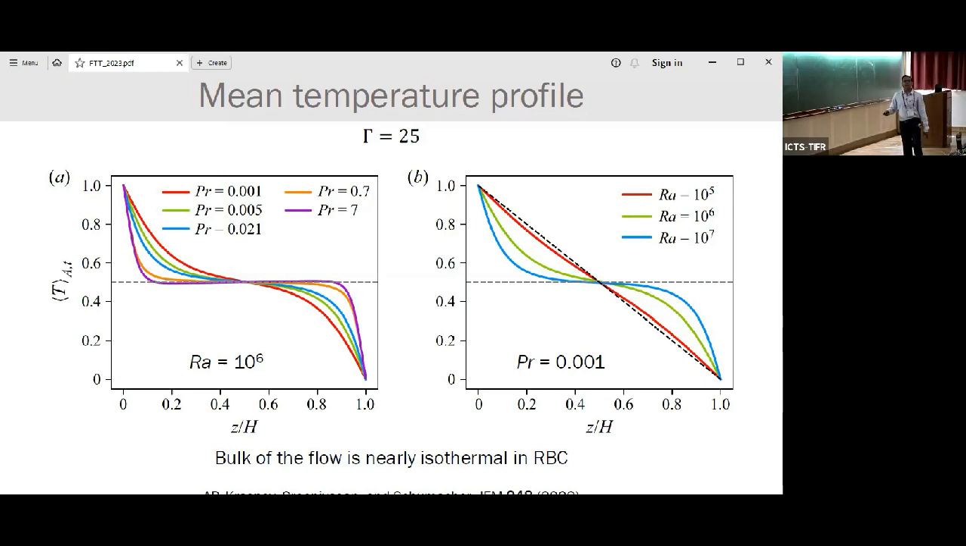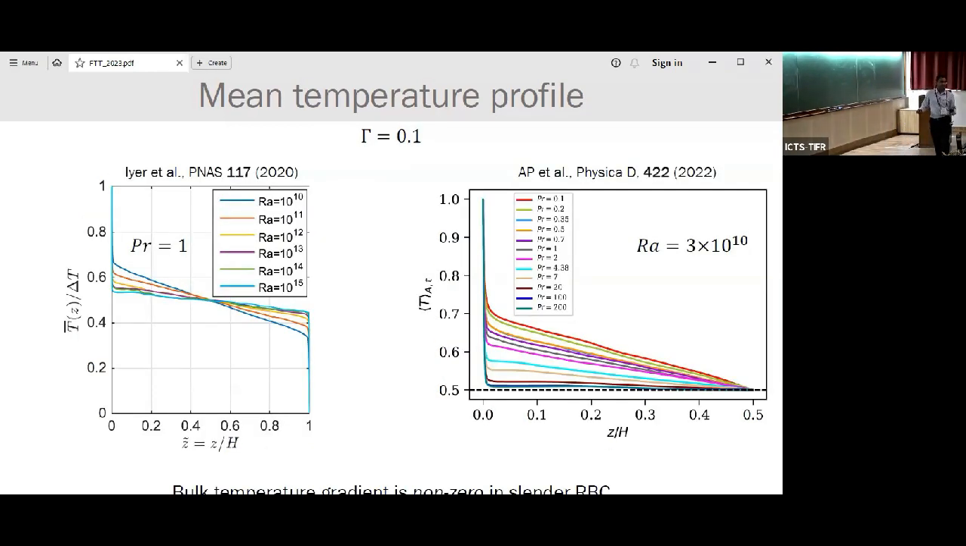Because of the large thermal conductivity of the fluid, there is no strong mixing, and temperature can diffuse very quickly in the bulk, and we have strong temperature gradients even at a Rayleigh number of 10^6. We can see that this red curve, which corresponds to a Prandtl number of 10^-3, has a significant temperature gradient. So basically, the mean gradient in the bulk region increases as we go down in Prandtl number.